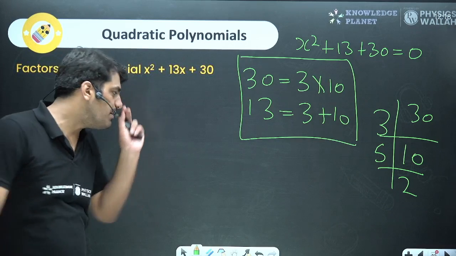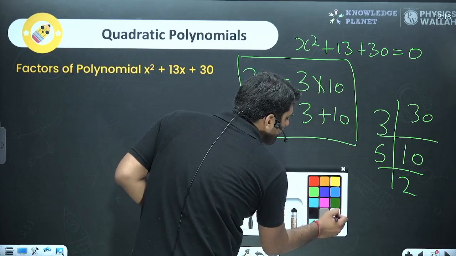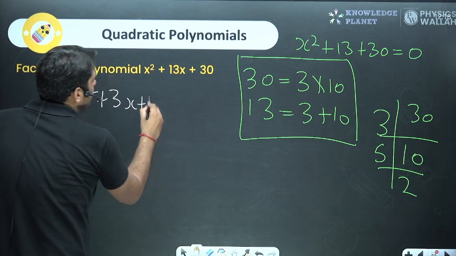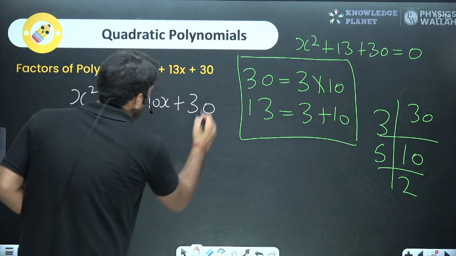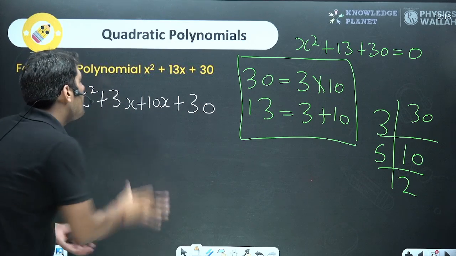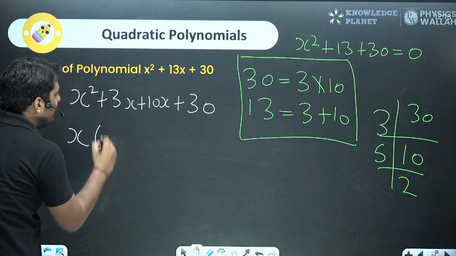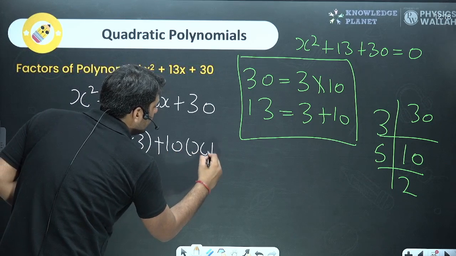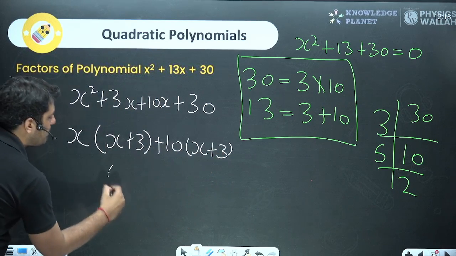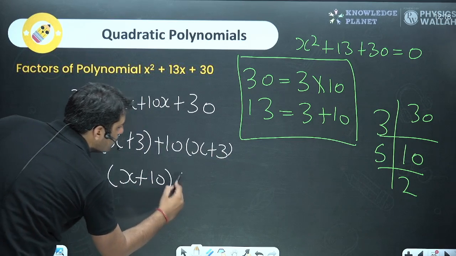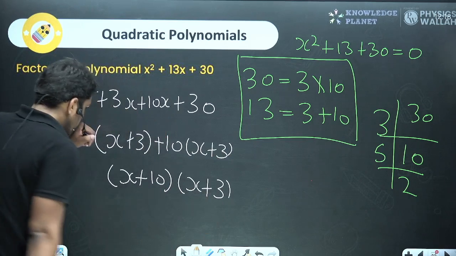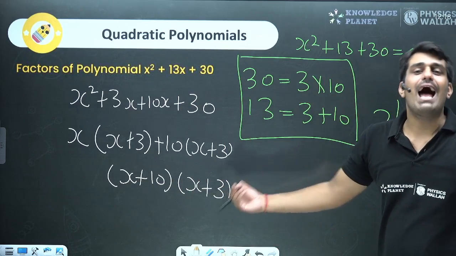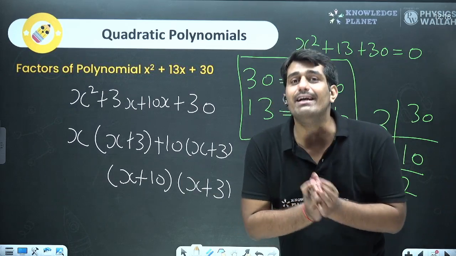For splitting the middle term, I can now write the given expression as x square plus 3x plus 10x plus 30. Once we have split the middle term, now you have to do the clubbing and taking out common. Taking x common, this is x plus 3. Taking 10 common, this is x plus 3. And we have the same term x plus 3. We can write it as x plus 10 into x plus 3. I hope you are understanding what I have done. I have done the factorization, nothing new. We have already learned the factorization.